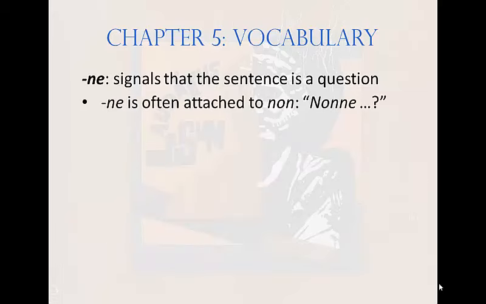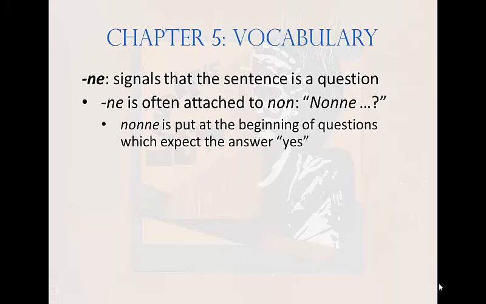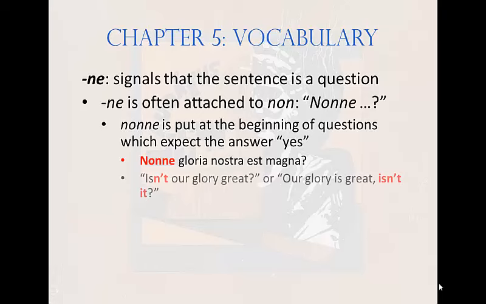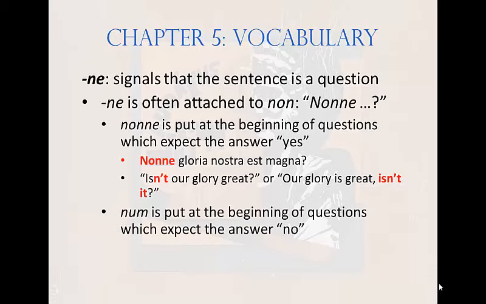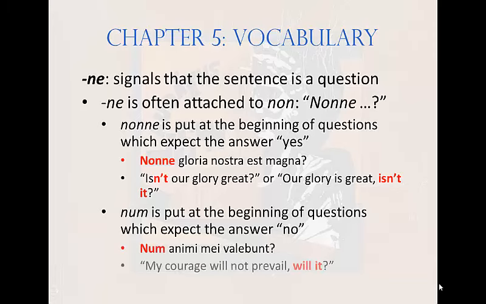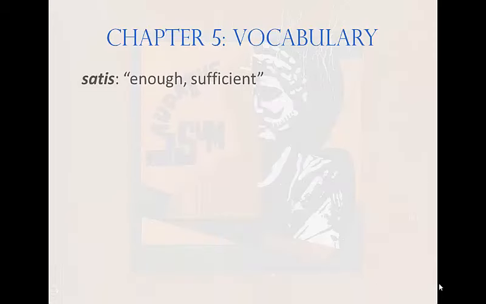Ne is often attached to non, creating the common Latin sentence opener, nonne. Nonne is put at the beginning of questions which expect the answer yes. For example, nonne gloria nostra est magna, meaning, isn't our glory great? Or, our glory is great, isn't it? Num is put at the beginning of questions which expect the answer no. Num animi mei valebunt, meaning, my courage will not prevail, will it? You are responsible for knowing ne, but you are not responsible for knowing num, yet.